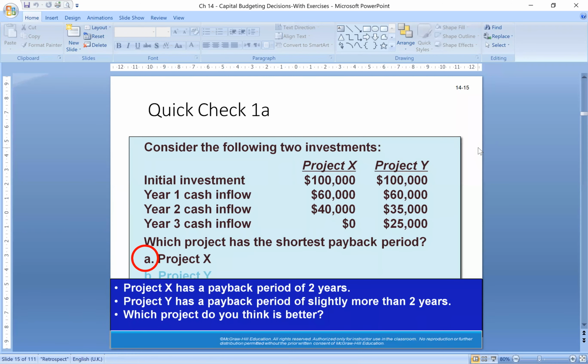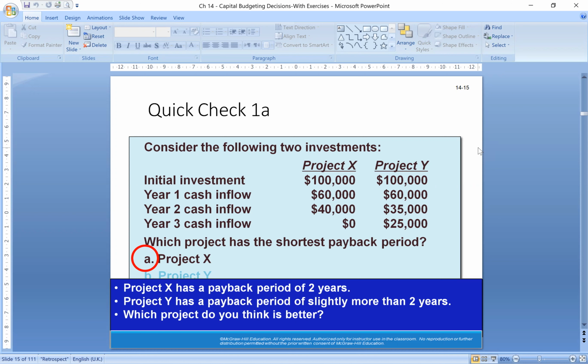Why? Because in the second year, we can cover the initial cost. So without using the formula for this example, I can count. I need to recover the 100,000 for both projects. For X, in year number 1, 60. In year number 2, 40. I recover the 100,000. In project Y, we have 60 and 35. So X will have a shorter payback period.